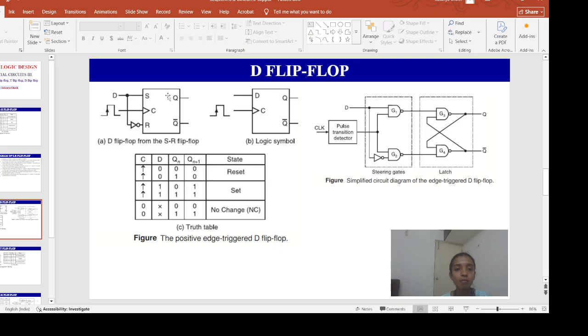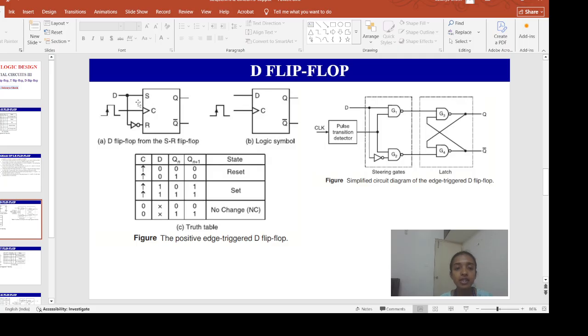You can see it is the same as the SR flip-flop, only we have put an inverter between the S and the R terminal, right? So the output Q will go to the same state that is present on the D input at the positive going transition of the clock pulse. In other words, the level present at D will be stored in the flip-flop at the instant the positive going transition occurs.